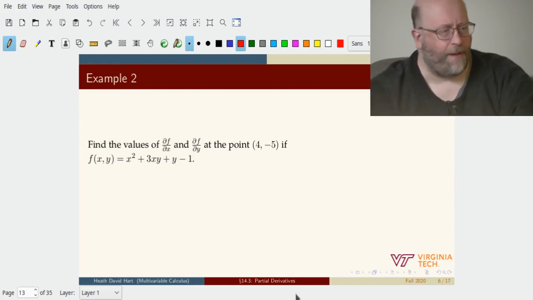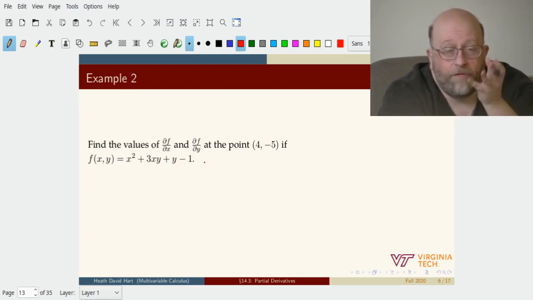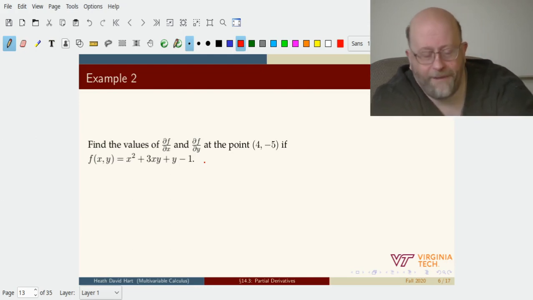So let's try another example. Here's my function: x squared plus 3xy plus y minus 1. If you think you're doing okay on this, pause the video, try this problem on your own. And then unpause it and we'll walk through it together. If you had some trouble with the first example, just let the video roll. I'm about to do it, okay?